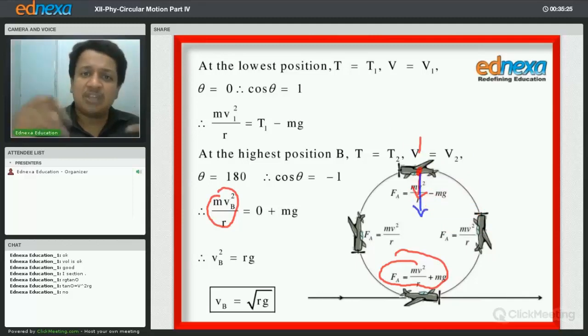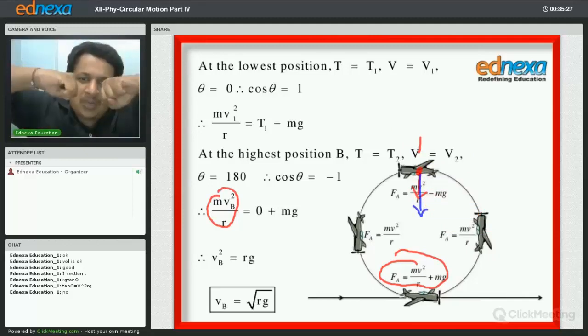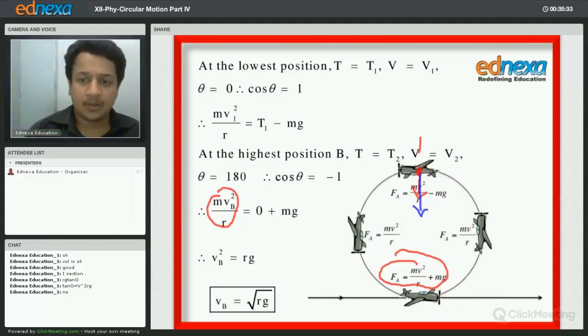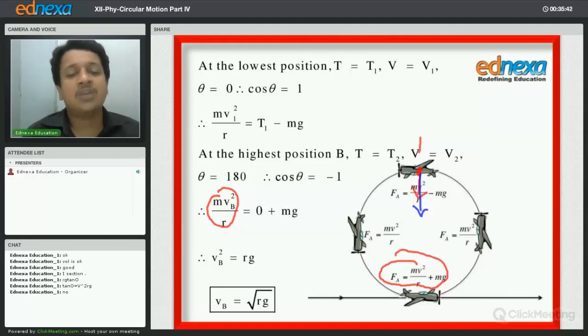So tension means there is a tension. When you are going to apply force from both sides, then there is a tension. Over here, both side force is absent. So when both side forces are absent, obviously tension is 0. So mv square upon r is equal to 0 plus mg.